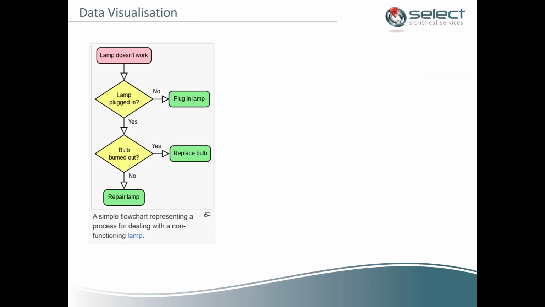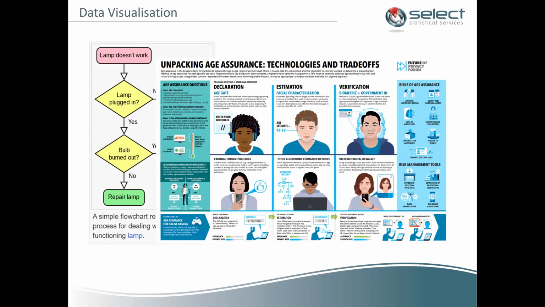And then you've got things like infographics. I found this quite nice infographic from the Future of Privacy Forum, which is all about unpacking age assurance, the technologies and the trade-offs. It's more for public consumption. It's showing us what the different types of age estimation technology are, what they do, what the trade-offs are, what the risks are. It's quite a nice infographic for somebody coming into this area who doesn't know much about age assurance and wants to pick up detail. So visualization spans a lot, from the more technical to things that are much more user-friendly.